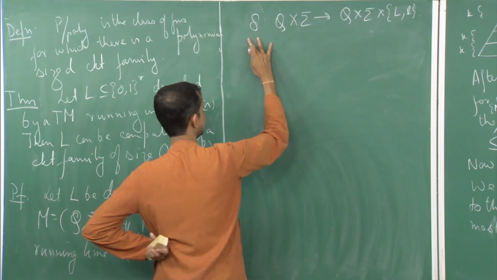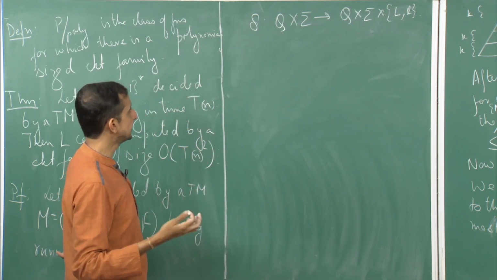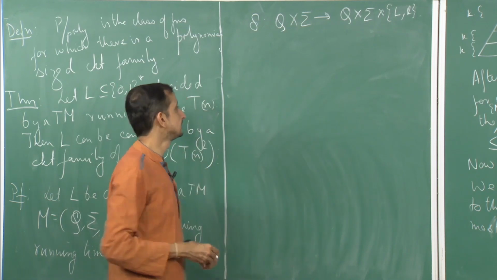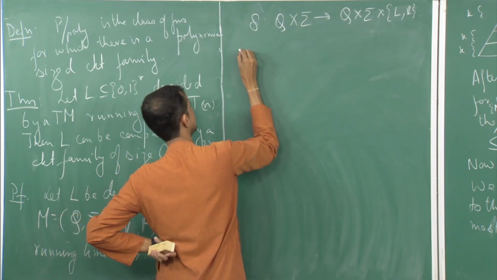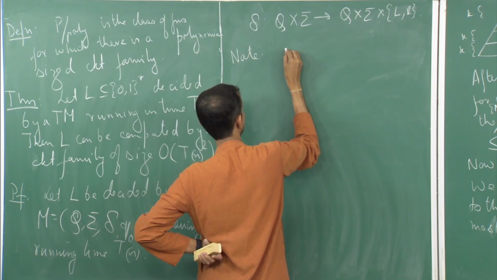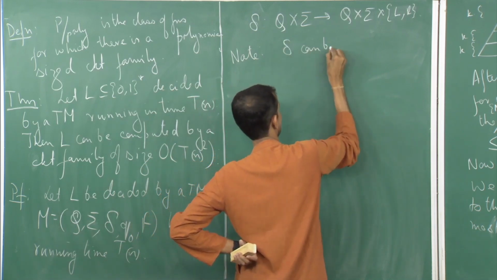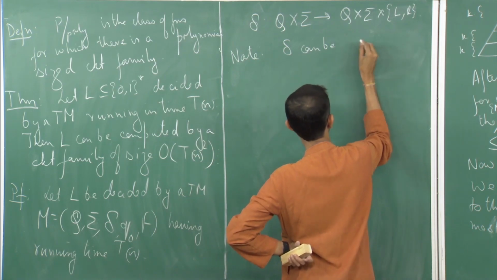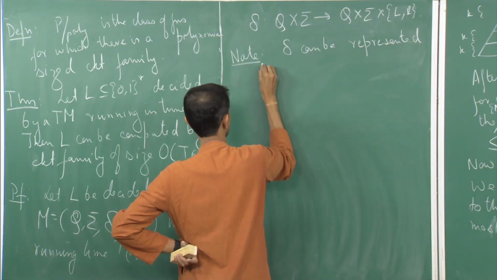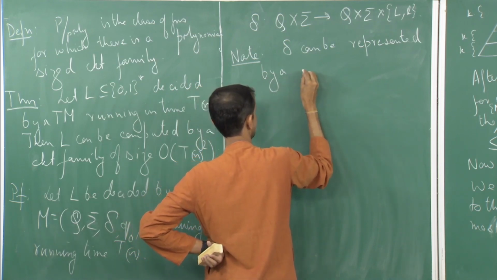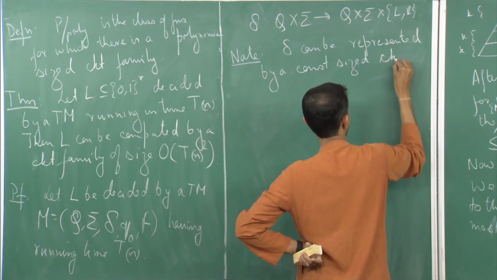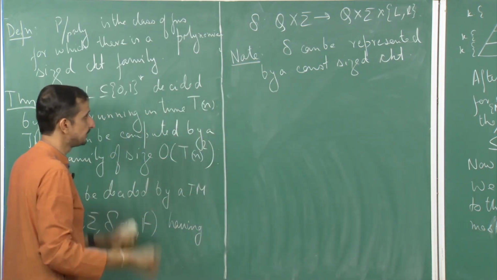Now it is easy to see that delta is actually independent of the input. Delta is basically a constant sized function, because Q and sigma are both sets of bounded size. So, the first observation is that delta can be represented by a constant sized circuit, and when I say constant I mean that it is independent of the input.